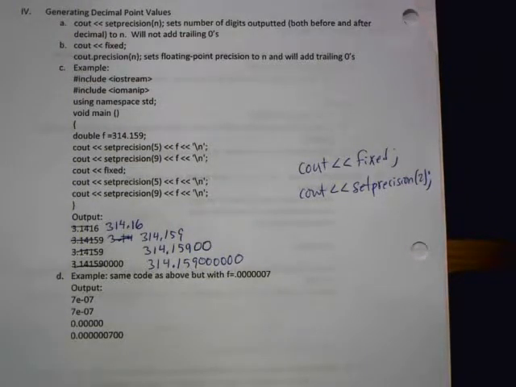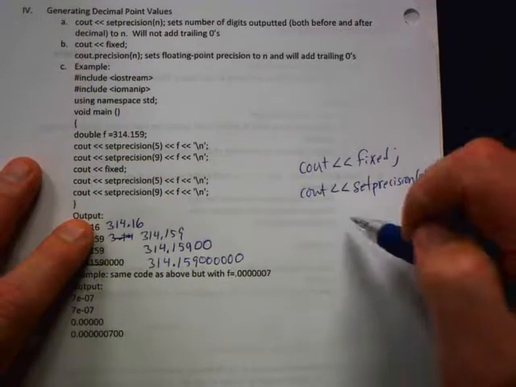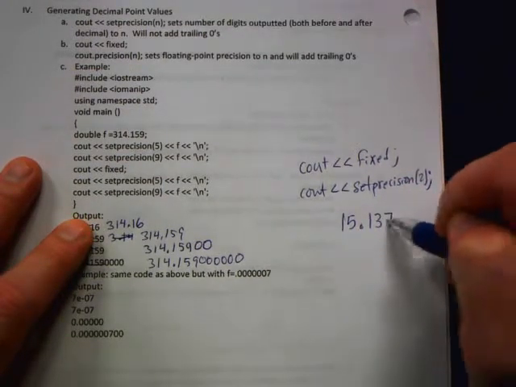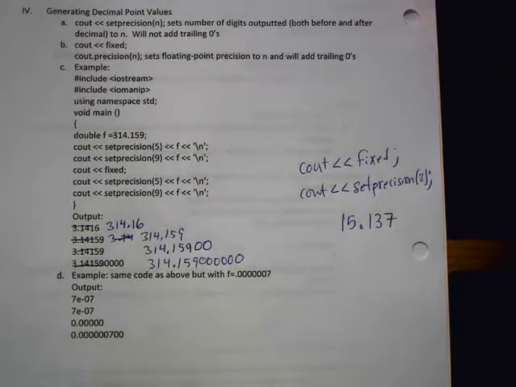Now you would need to be careful on this. Maybe this is what you want, maybe it's what you don't want. But if your answer turned out to be 15.137 cents, what would this give you as an output? 15.14. So then you need to be careful and decide, do you want it to round up like that or not? When would you not want it to round up?